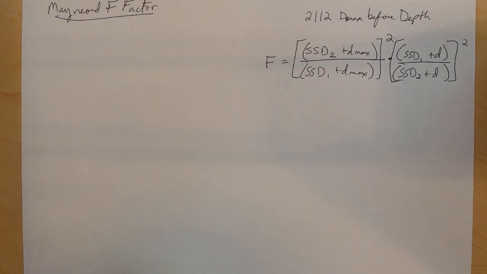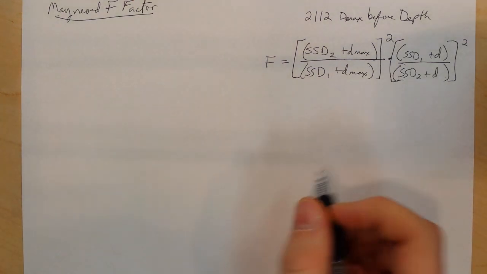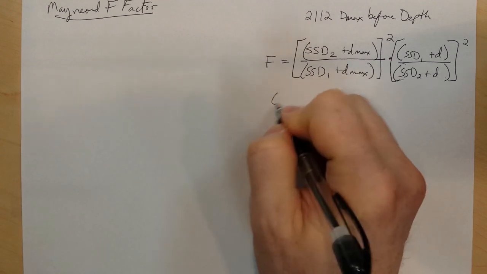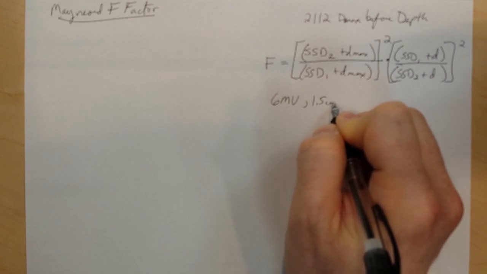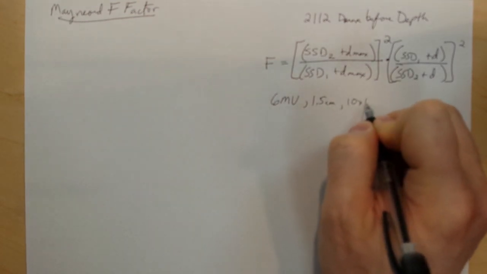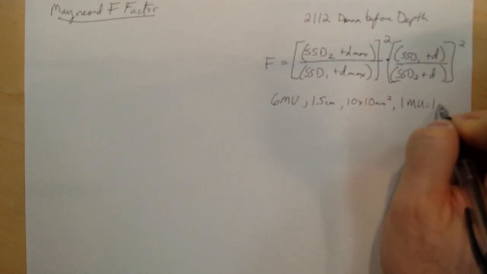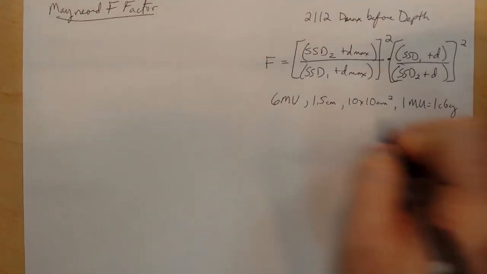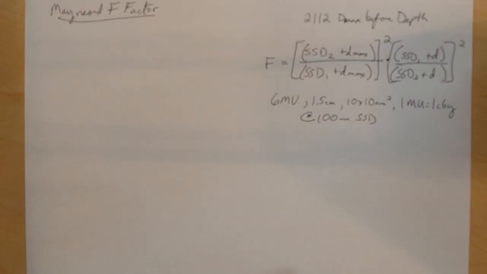So how do we calculate this? Let's give an example. Let's say your machine is calibrated at 6X, so 6 MV. The machine's calibrated to deliver, at 1.5 centimeter depth for a 10 by 10 field size, 1 MU equals 1 centigray at 100 centimeter SSD. So those are your reference conditions. Now in your hand calc, you come in on the weekend, it's an emergency sim and treat patient, and the doctor wants to do a PA spine.